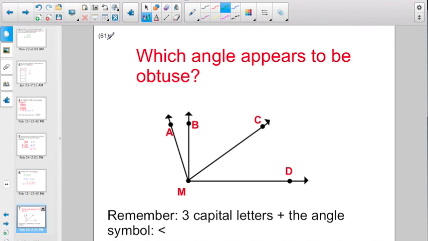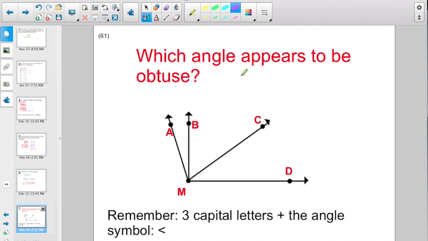Check out this guy, one from geometry, lesson 61. Which angle appears to be obtuse? Now, I guarantee on the real test, maybe they aren't going to ask about obtuse. Maybe they'll ask about acute. Maybe they'll ask about right. You better go back to lesson 61 if you're not sure of the definitions of those. I'll tell you right now, obtuse means more than 90 degrees, right?